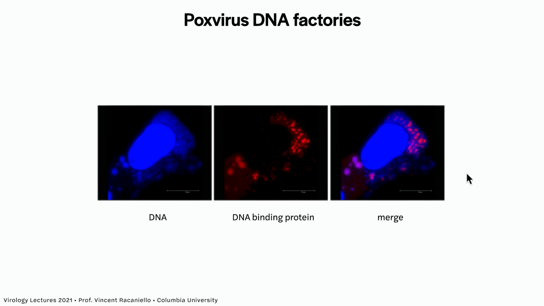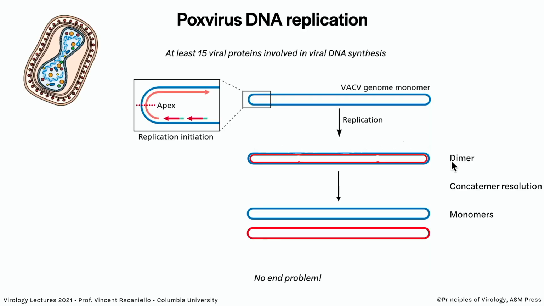The nick is done by a cellular endonuclease for herpes virus. So here's how poxvirus DNA replication occurs. This virus encodes at least 15 viral proteins. We're not actually sure of all of them, at least 15, and then the cell has to provide some. So this is a lot.